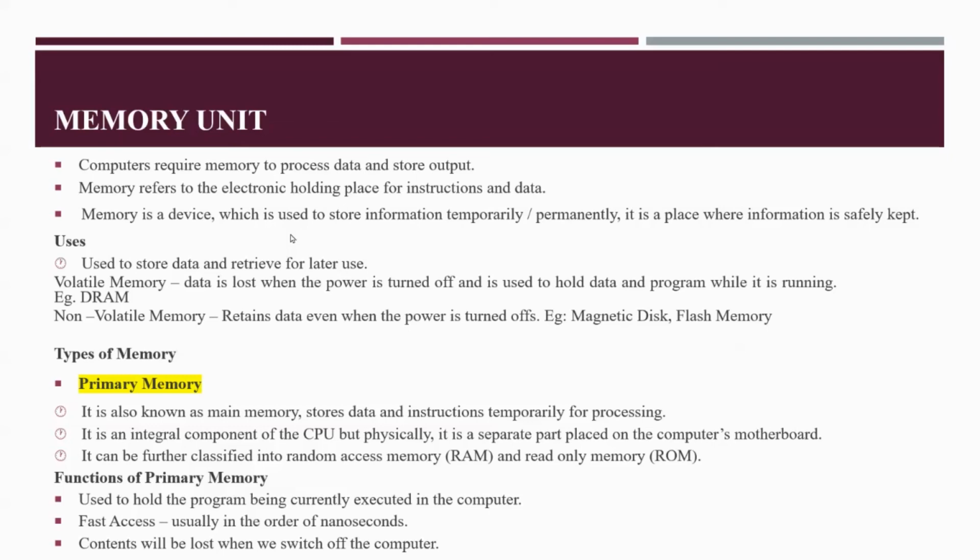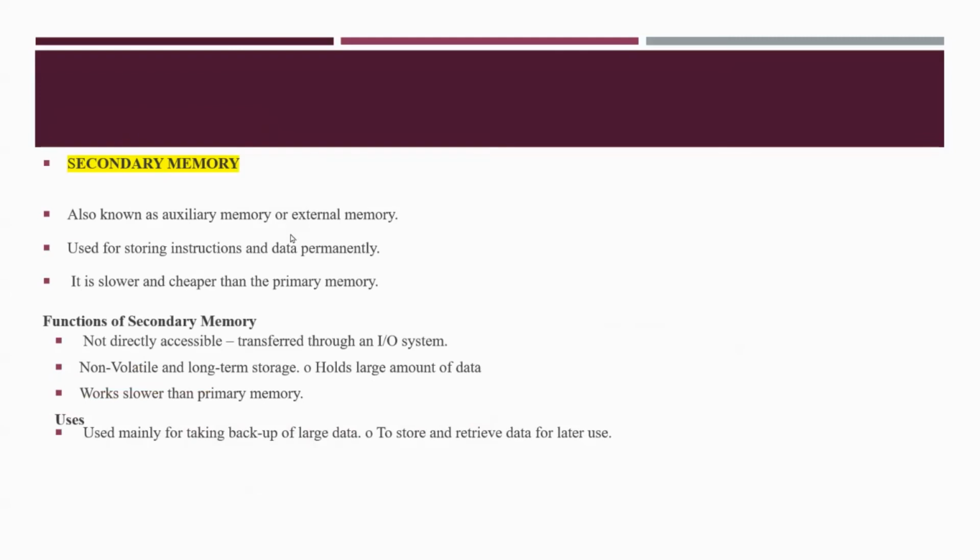RAM is a kind of volatile memory where the data will be lost when the power is turned off. ROM is read-only memory. It is a permanent memory. It is a non-volatile memory. So even if the power is switched off, the data will not be erased. So basically, the programs will be stored in the ROM, and the computed data will be stored in the RAM. Then we have the secondary memory.